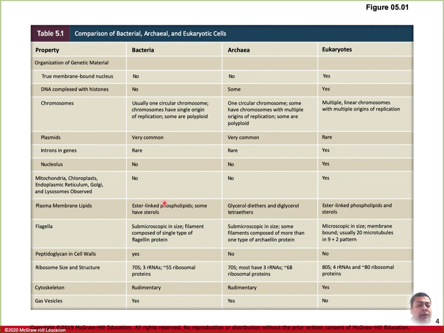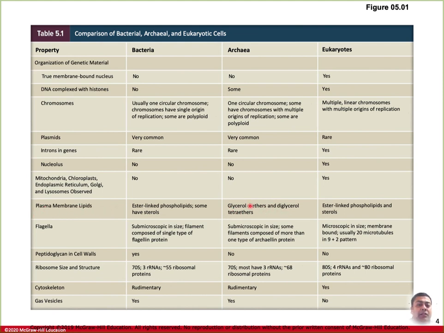And the plasma membrane lipid, this is a big difference, is ester-linked phospholipids, and some also have sterols. And in gram-negative bacteria, one of the important parts is that you have an outer membrane which has lipopolysaccharide. But here we are not talking about the outer membrane. We are talking about the membrane which encloses only the cytoplasm, that is the plasma membrane.